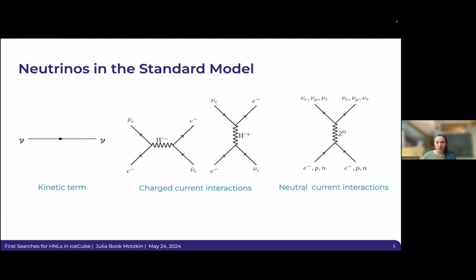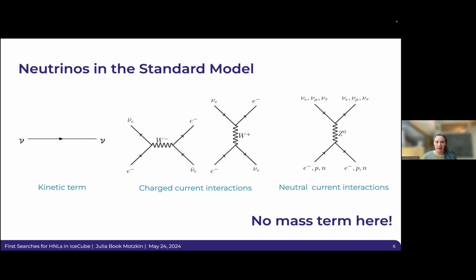In the standard model, neutrinos have 3 permissible interactions. They have the kinetic term, which means they travel through space. They have a charged current interaction term. This is a weak interaction whereby they can change flavor, separate from oscillation. And then they also have neutral current interactions, where they just scatter off something else. This is also a weak interaction, but there is no flavor change. And you'll notice there is no mass term here because, again, neutrinos don't have mass in the standard model.